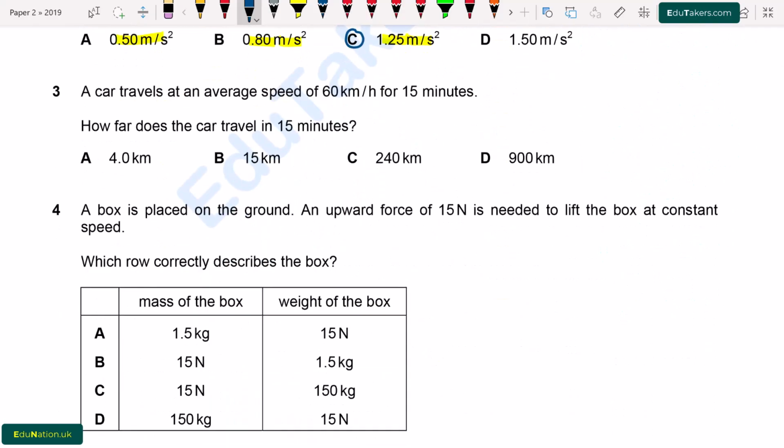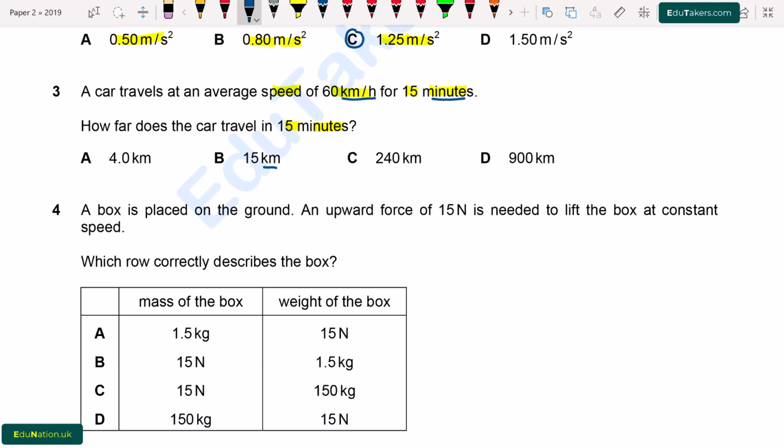Question number 3. A car travels at an average speed of 60 km per hour for 15 minutes. How far does the car travel in 15 minutes? Here we have to find out the distance when the average speed and time is given. First of all, we see here that the average speed is given in kilometer per hour and the time is given in minutes, while in the answers the distance is in kilometer. It means that we have to convert here time. Either we have to convert the minutes into hour or hour into minutes.